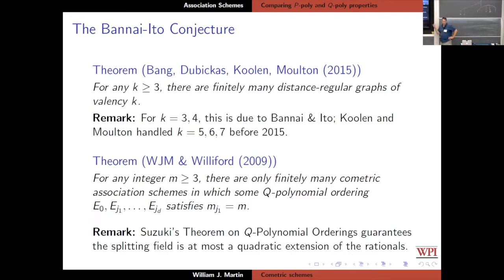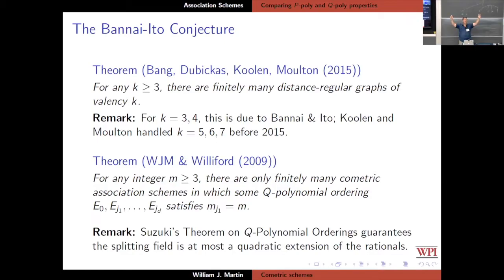Jason Milliford and I looked at the dual statement for any given m greater than 2. There should be only finitely many Q-polynomial association schemes whose first idempotent in the Q-polynomial ordering has rank exactly m. And it turns out that Suzuki's theorem on Q-polynomial orderings, remember he said there can only be 2 Q-polynomial orderings, we'll see a proof of that tomorrow.